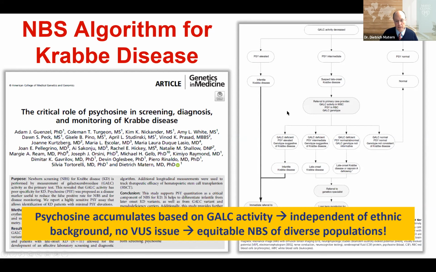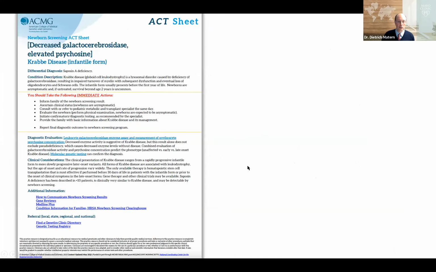So psychosine, when it comes to inclusivity, accumulates based on the GALC activity. It's independent of ethnic background, so we don't have the VUS issue with a biochemical marker as we do with the molecular one. And so we would have, I think, an easier way to not just improve newborn screening, but also make it more equitable across all of our babies.